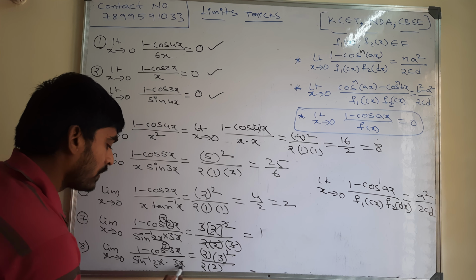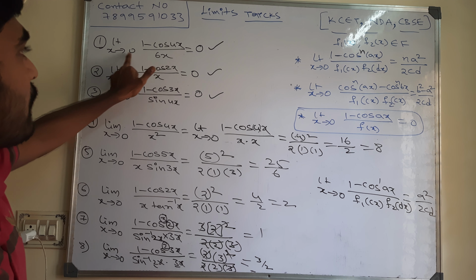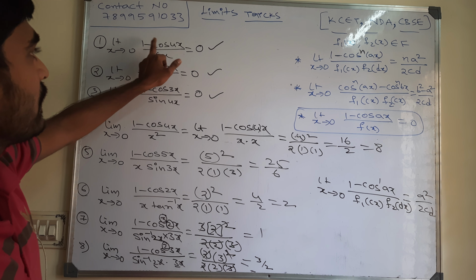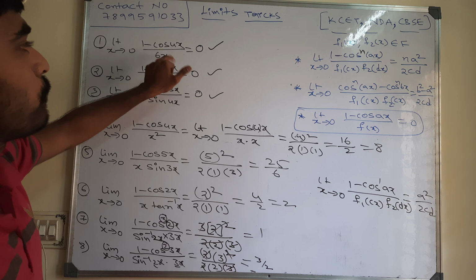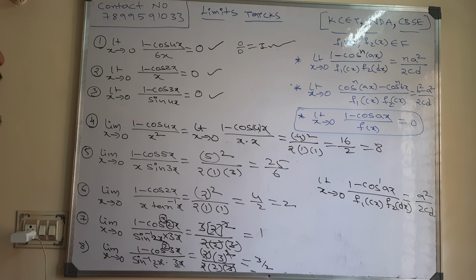I hope everyone knows the normal method. L'Hospital rule: actually, if you directly apply the limit, cos 0 is 1. Yes or no? In place of x we replace 0. Cos 4 into 0, cos 0, 1 minus 1, 0 by 0 form I am getting. When I get 0 by 0, it is nothing but an indeterminate form. We cannot define it.